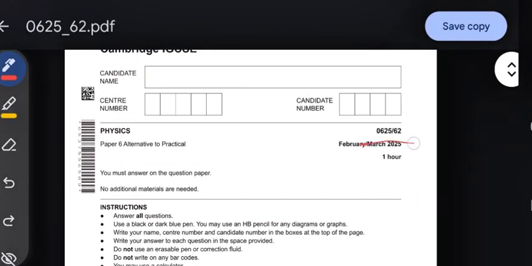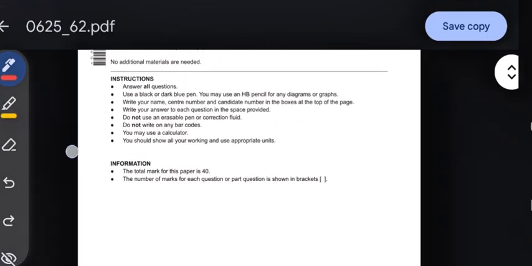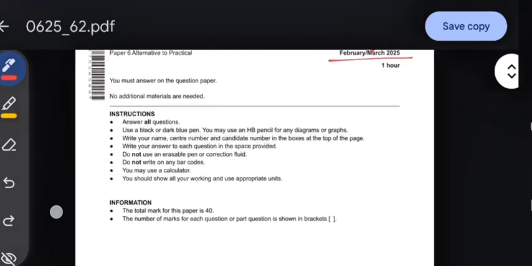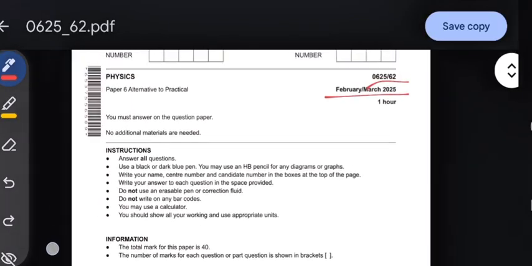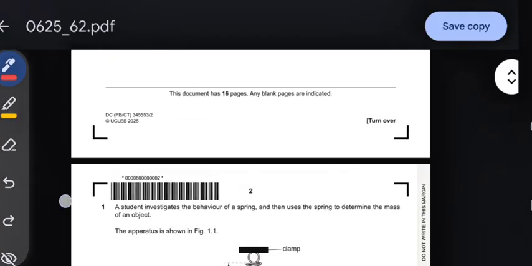Today we will be solving 0625 Physics Paper 6, February-March 2025. Please stay focused. This is the most recent paper, so you must at all costs do this paper, or even watching this video might be very helpful for you. Okay, so now let's start with this paper.